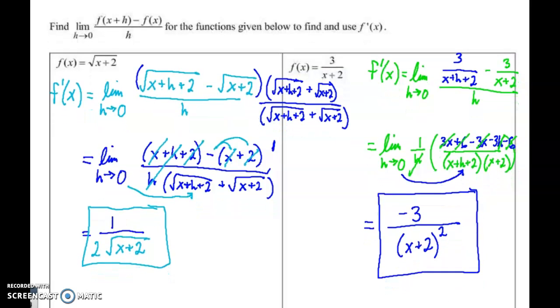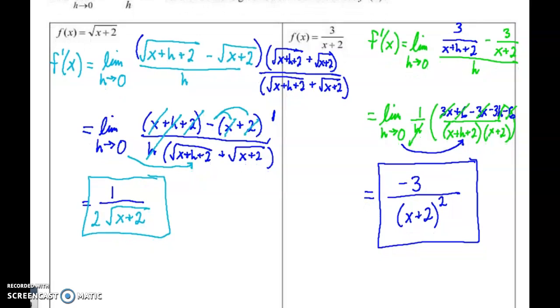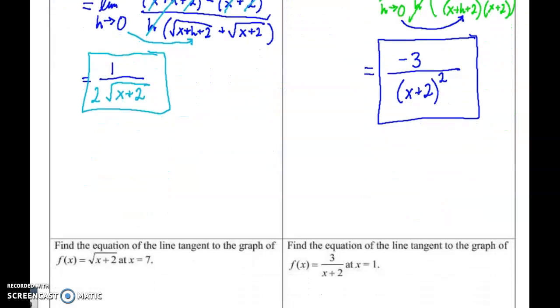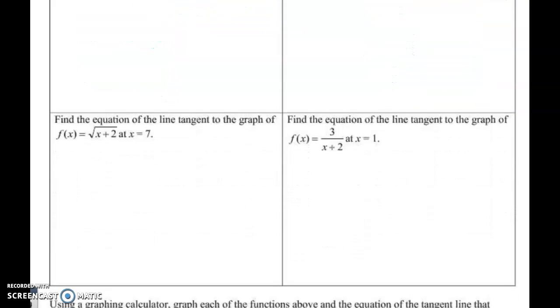Perfect. So again, at any point, if you feel like I'm going too fast, just pause the video, try it on your own, see if you get the same thing. If you're still stuck, email, wait till we're in class, come seek me out, figure something out.